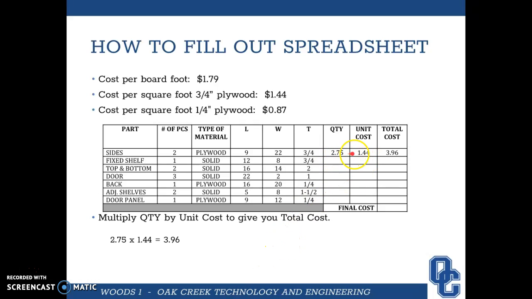Then we go ahead and multiply these two together. 2.75 times 1.44 equals $3.96. So these two pieces right here, two sides of 9 by 22 by 3/4 plywood, cost us a grand total of $3.96.